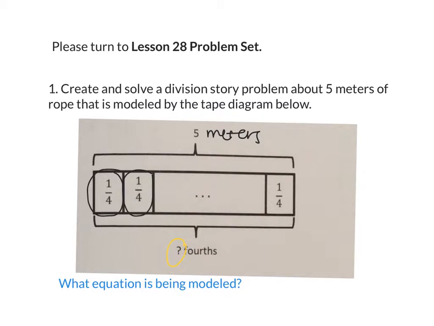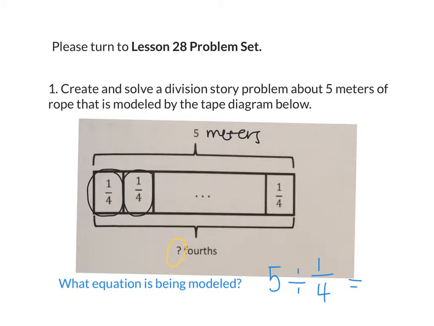So, before we write a story problem, let's first figure out what equation is being modeled. See if you can challenge yourself to write down the equation that's being modeled. What's happening to the rope? How much rope do we have to begin with? 5 meters. And then are we making copies, or are we dividing it up into small pieces? Dividing it, okay. And how big is each piece? 1/4. So we're trying to do 5 divided by 1/4, or to find out how many fourths fit inside 5 meters. Do you agree? Okay, so the equation is 5 divided by 1/4.